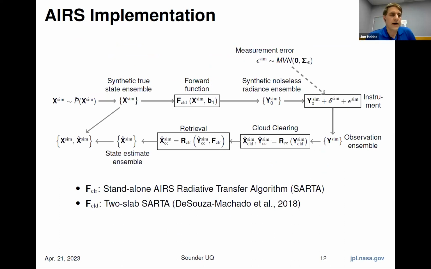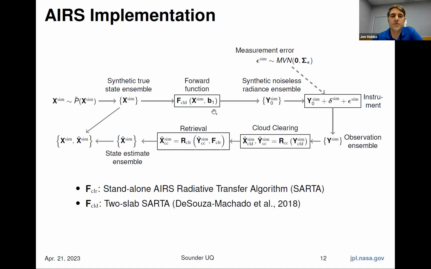So a little bit earlier, I talked about the general setup for the simulation experiment. Here's a little bit more detail on the specific implementation for AIRS and how the retrieval enters in the AIRS case. So over here on the upper left is where we start the pipeline, as I talked about earlier, by constructing an ensemble of synthetic atmospheric and surface states. So we call those XSIM. And I'll talk a little bit in a moment about exactly what goes into the XSIM state vector here.